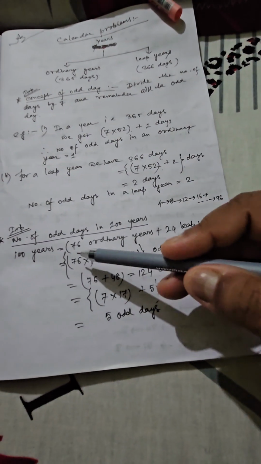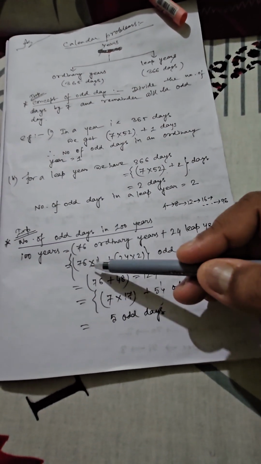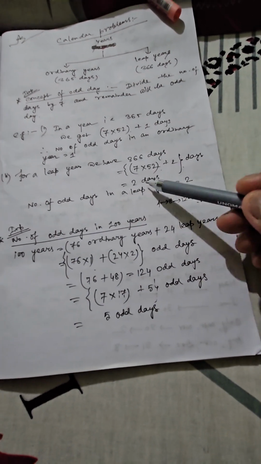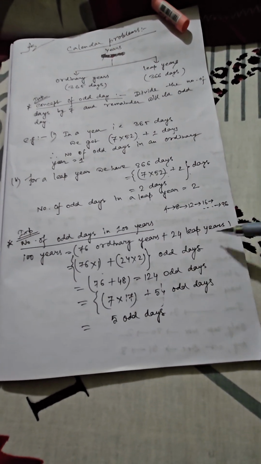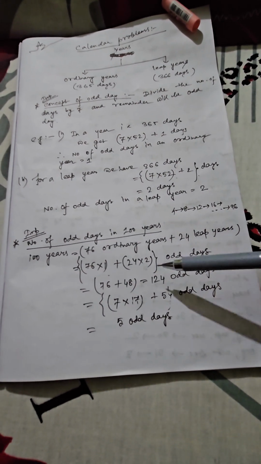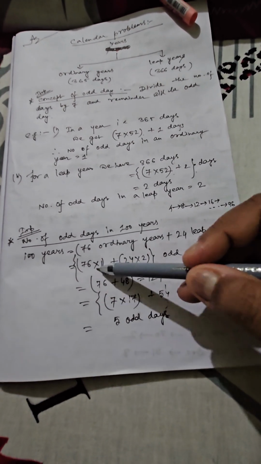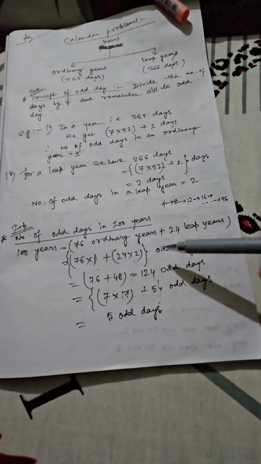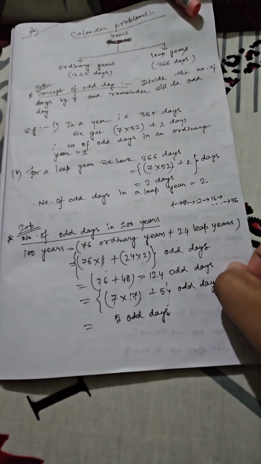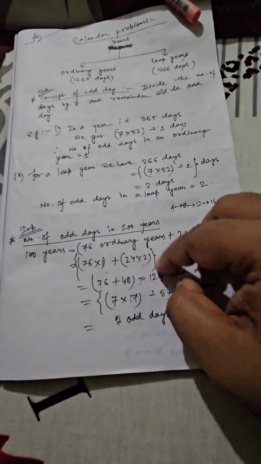Obviously 1. So in 76 years, the number of odd days will be 76 into 1. Similarly, in a leap year, how many odd days are there? 2 days. So in 24 leap years, the number of odd days will be 24 into 2. So 76 plus 48, that will be 124 odd days. But again, you cannot carry on with this larger number. Simply you have to divide it by 7.